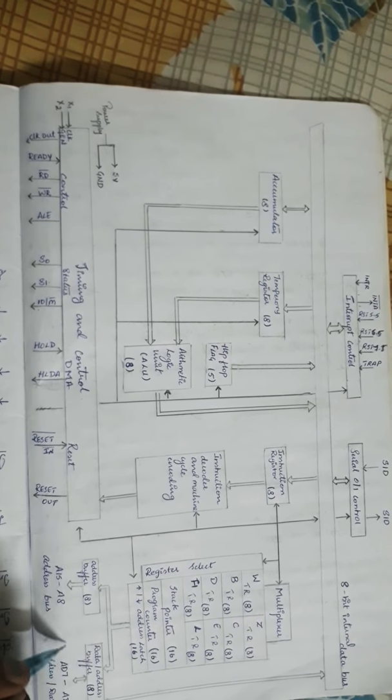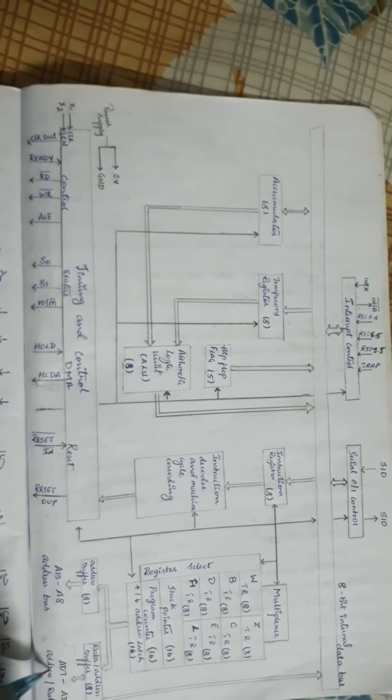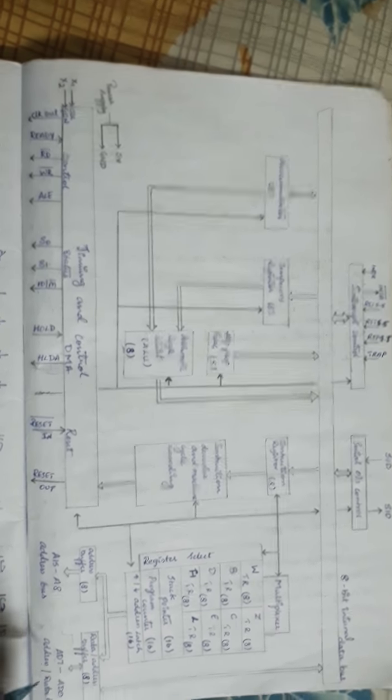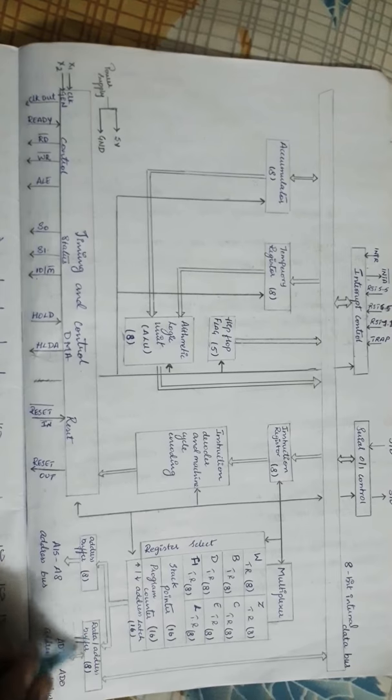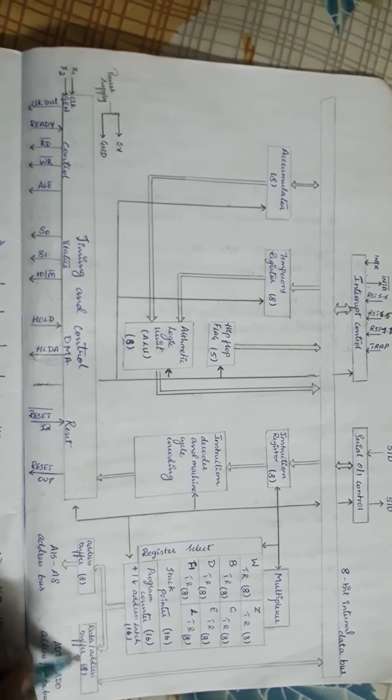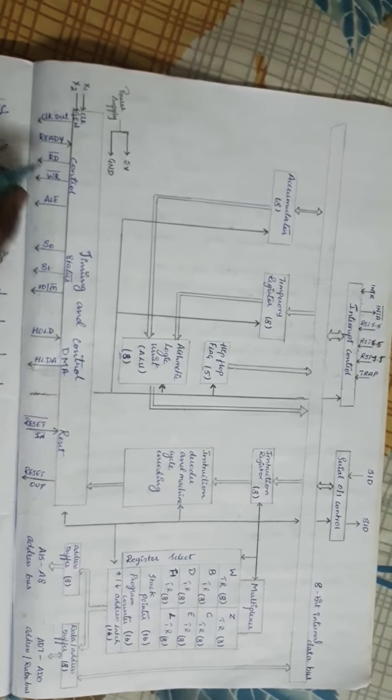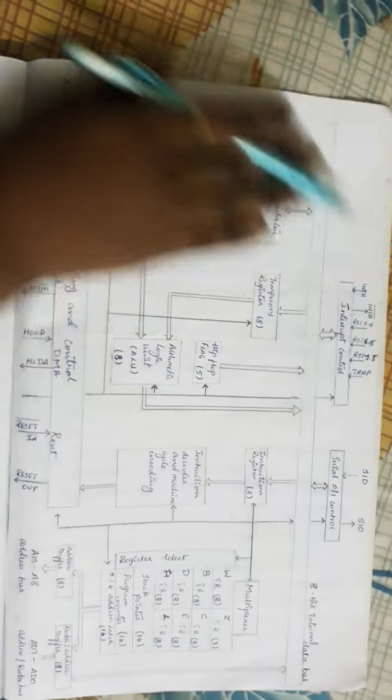So when it is having a high clock pulse, it is passed through as address. When it is low, it acts as a data bus. So that is why it is multiplexed, that is the data and address bus. Now coming to the control unit, the timing and control unit. This control unit controls the whole microprocessor.